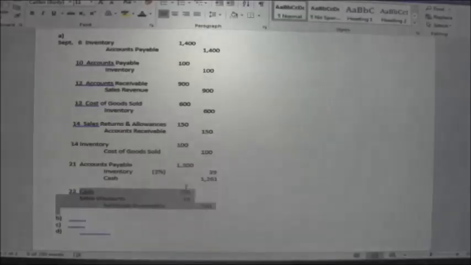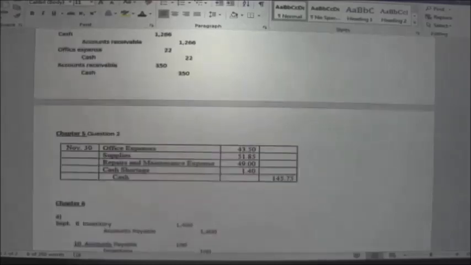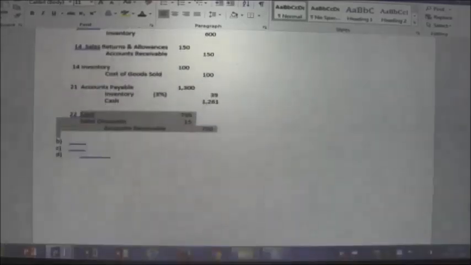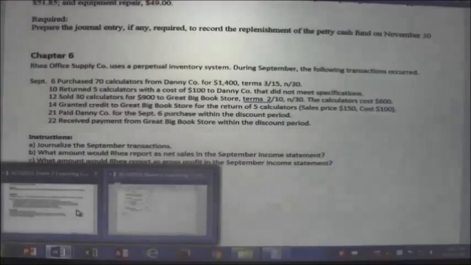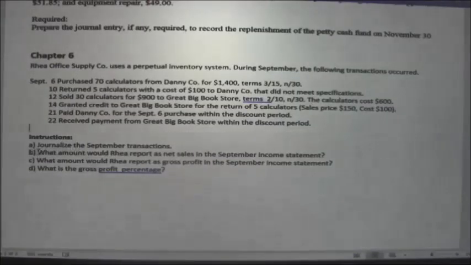Any questions on these journal entries that we've had to do or on the bank reconciliation that we've done? Anything at all? Okay. The last thing we're doing before we are done here. You have a question?